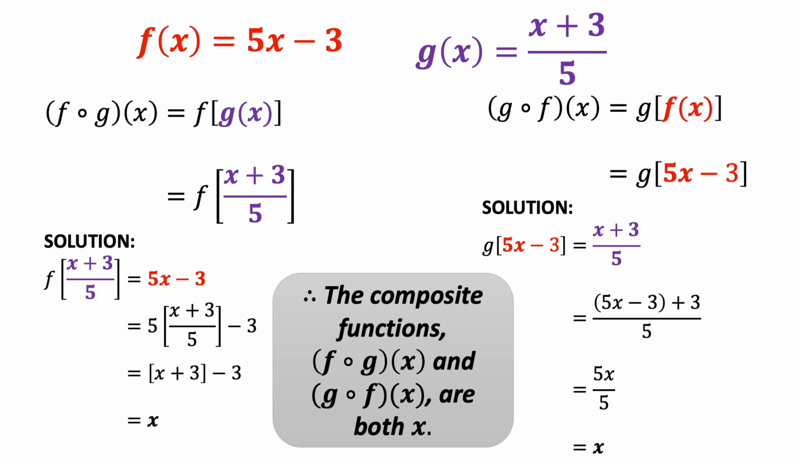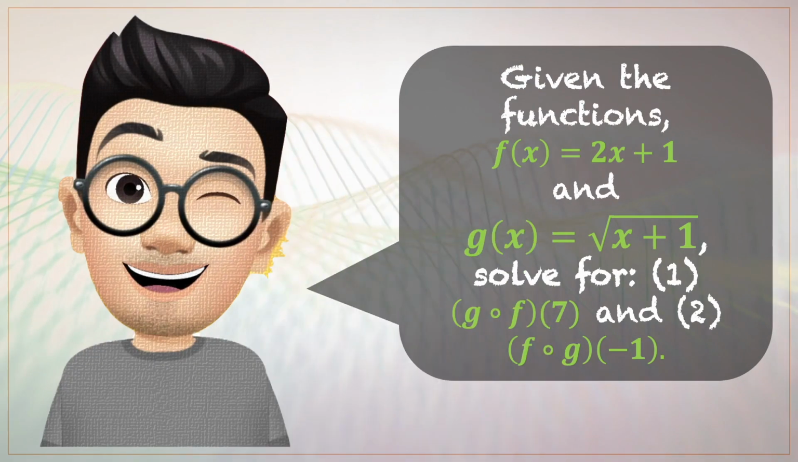Are you also curious why f circle g and g circle f are both x? In this example, we need to find g circle f of 7 and f circle g of -1 using f of x equals 2x plus 1 and g of x equals square root of x plus 1. We will show you two methods to solve this problem.